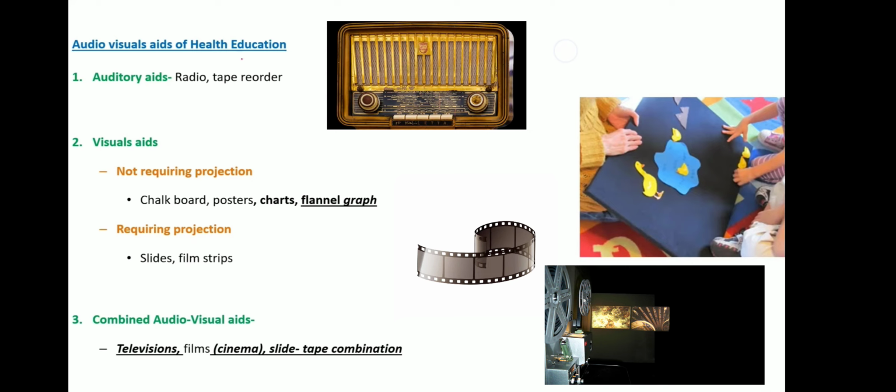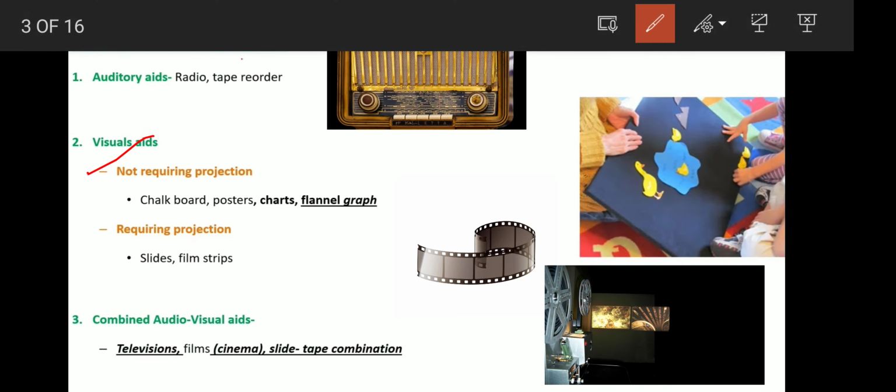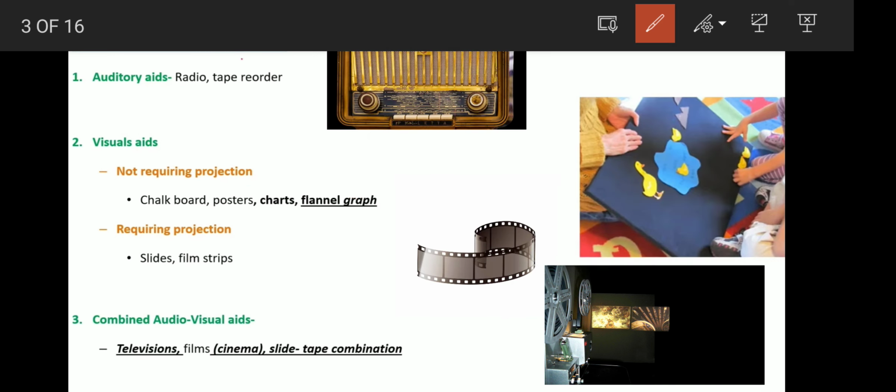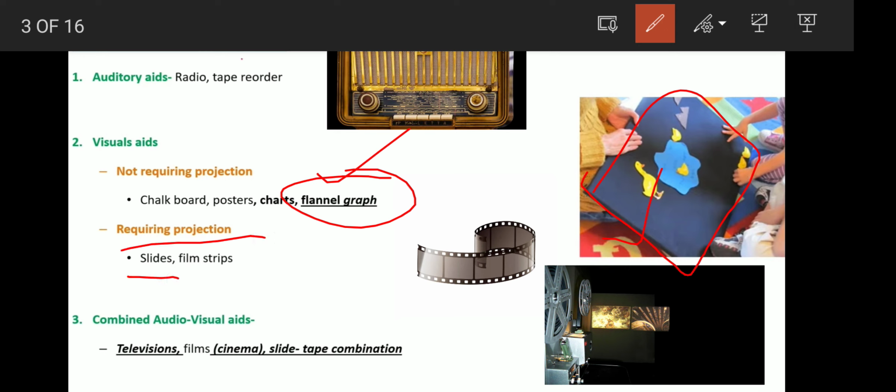Visual aids are divided into two groups. The visual aids which do not require any projection and visual aids which require the projection. You can see the projector here. Those which do not require a projection are the charts, boards, posters and flannel graph. So flannel graph is nothing but a background made using a khadi cloth or any cardboard, and the cutouts of the pictures will be placed on it, and the demonstration is made to the audience, which is nothing but the flannel graph. The visual aids which require projection include the slides and film strips.